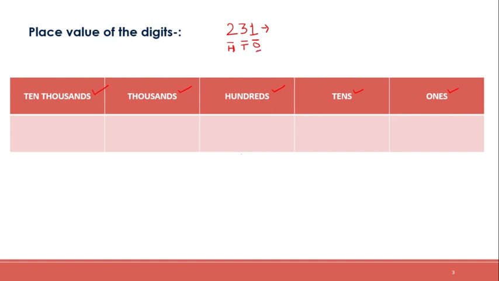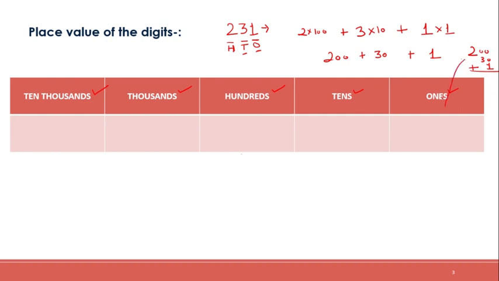Have you ever wondered why it is ones here and tens here and not vice versa? It is because of how we expand this number. We expand it as 1 into 1, plus 3 into 10, plus 2 into 100. Why did I multiply this with 1, this with 10, and this with 100? Because 1 times 1 is 1, plus 3 times 10 is 30, and 2 times 100 is 200.